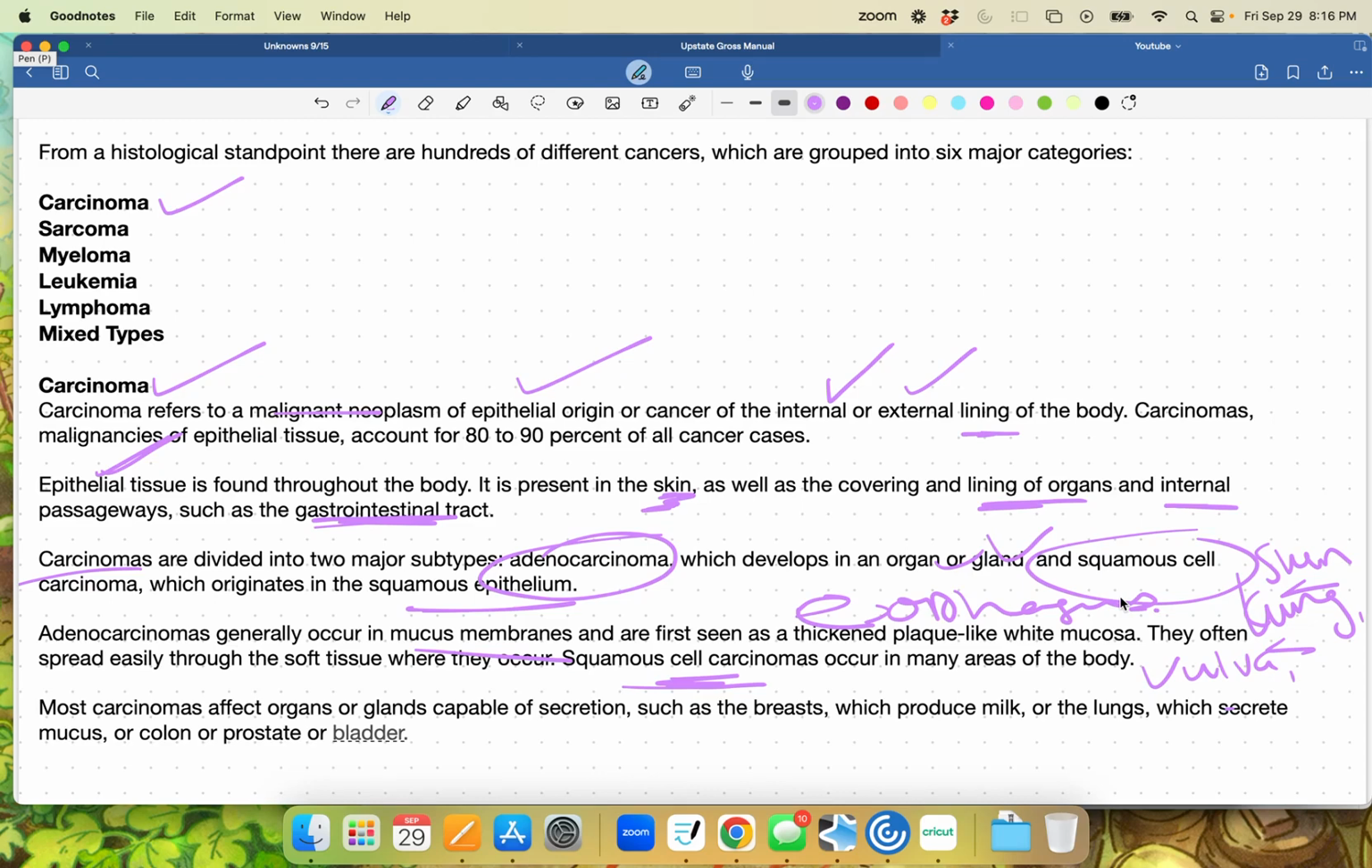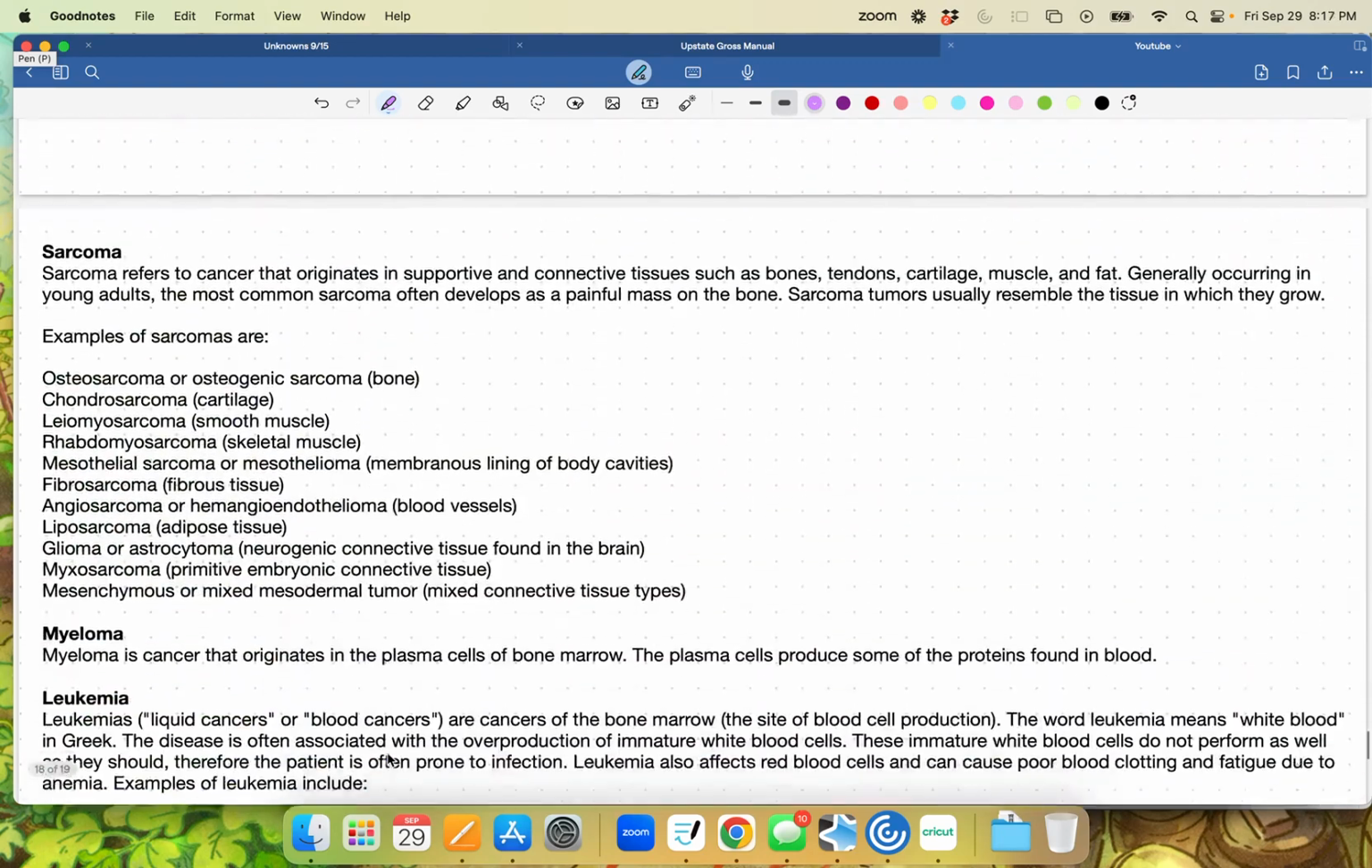And then most carcinomas are going to involve organs or glands that are capable of secretion. So that would be breast, lungs, colon, prostate, bladder, for example.